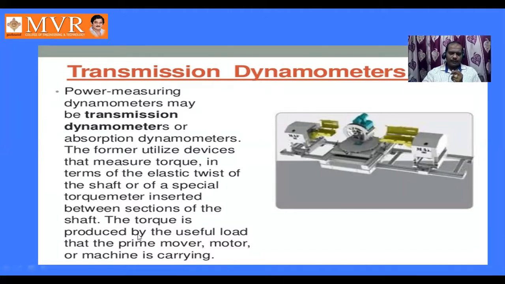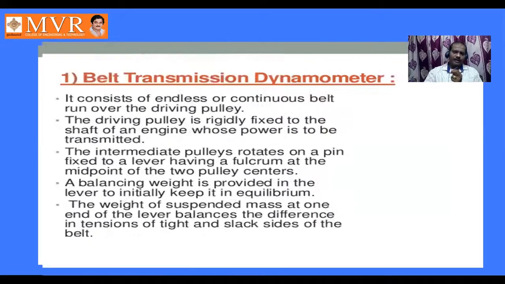As the torque is produced by the useful load, the prime mover, motor or machine. That means the torque is produced by a machine or a prime mover or maybe any useful load, and that is used to transfer the power from one point to another point. In between this, we are going to place our dynamometer. So we are going to discuss how we are going to place it and how it is going to measure the power of the prime mover.